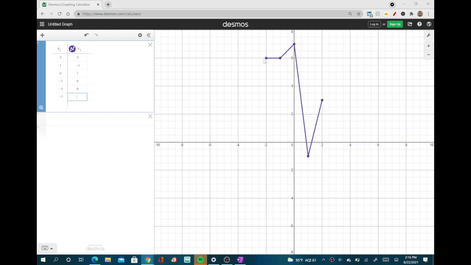Also, it has to follow the vertical line test. So this does follow the vertical line test, so it would be considered a function, right? And we don't have to know what kind of function it would be, as long as we understand that yes, it's a function, because there's only one y value for every x value.